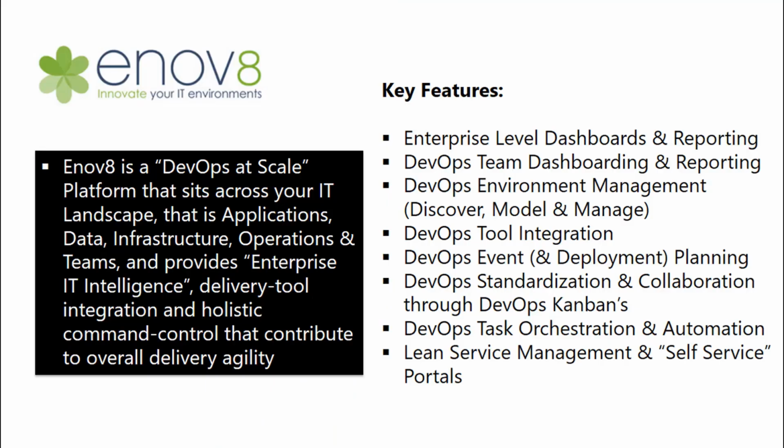So one of the first tools that I like to talk about is Enov8, E-N-O-V and then 8, which is DevOps at scale. In other words, it's a platform that sits across the IT landscape or the infrastructure, that has applications, data, whether it's operations, infrastructure, your teams that are involved, both dev and operations, and also provides enterprise IT intelligence. So it's a delivery tool which is integrated and holistic command control that contributes to the overall delivery agility. So that's what this tool does. So this fits your environment perfectly. Maybe you ought to use it or try it out.